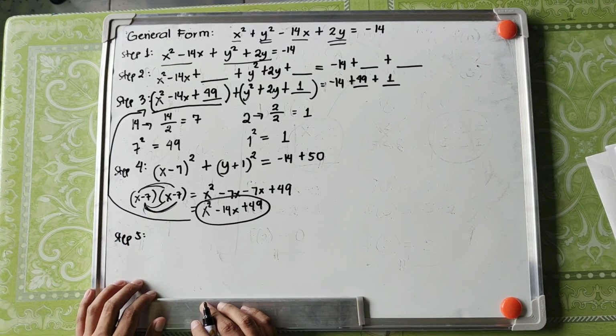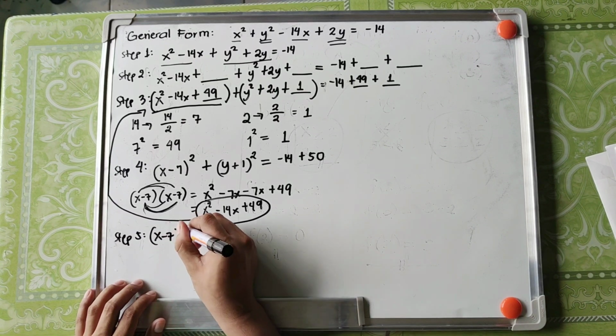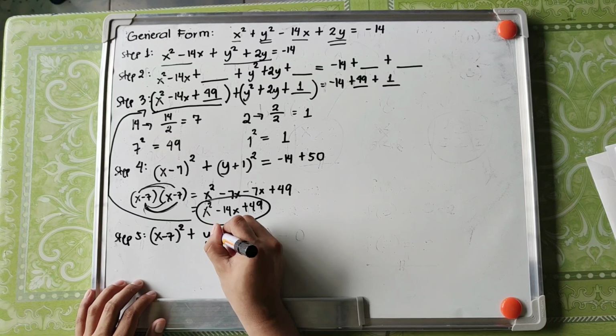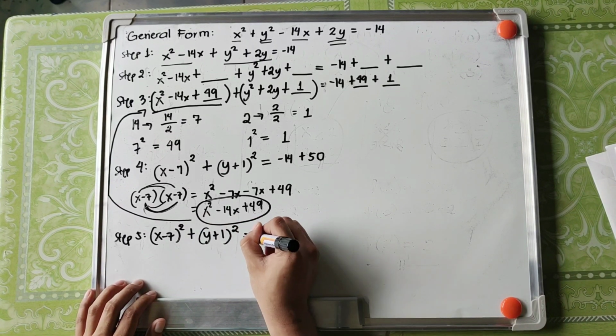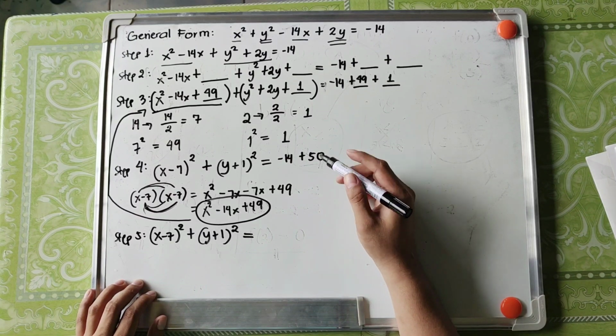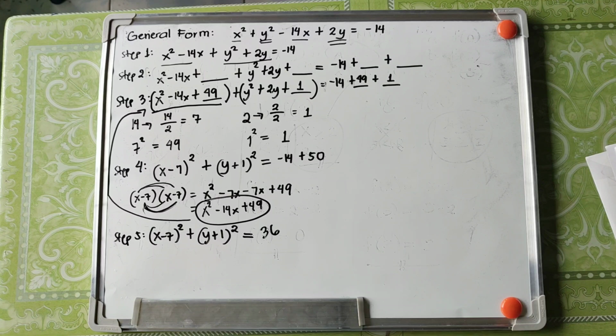So continue. So what will happen next? So (x minus 7) squared plus (y plus 1) is equal to negative 14 plus 50. This is 36. So, can we now locate the center and the radius? Yeah. So we have to make it into a standard form.